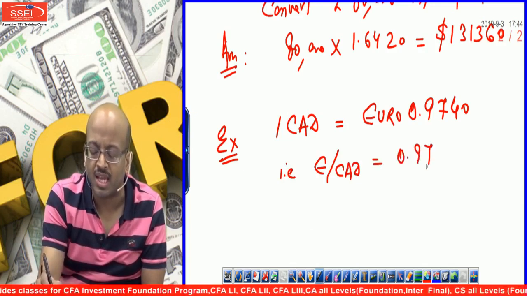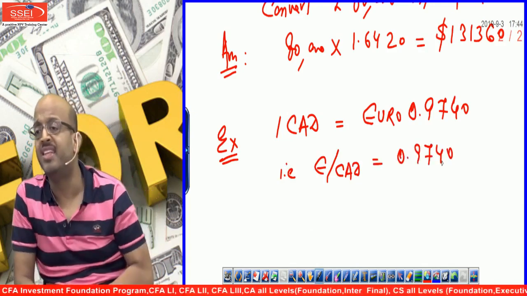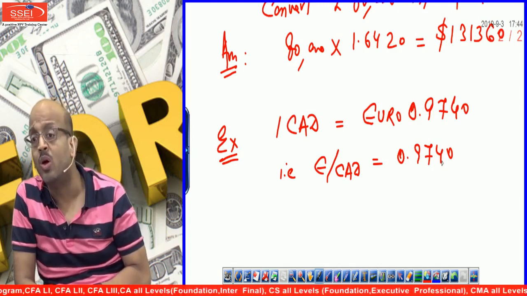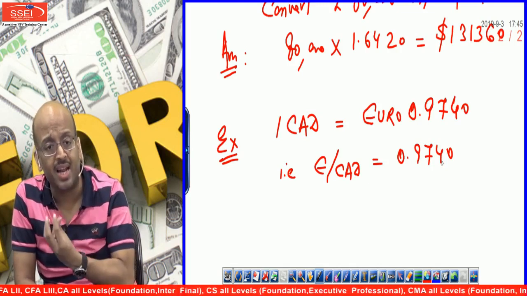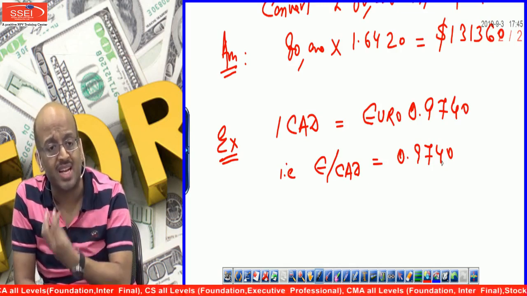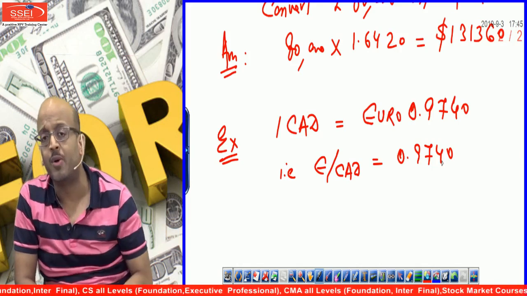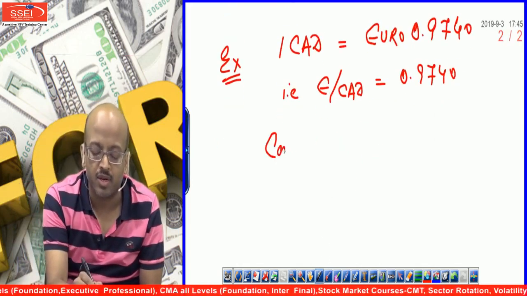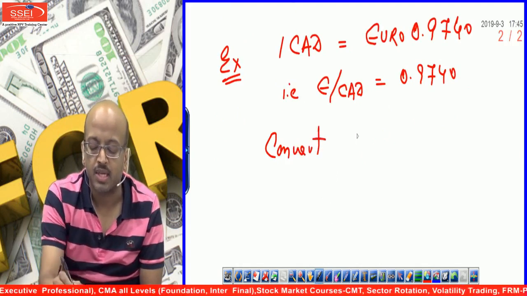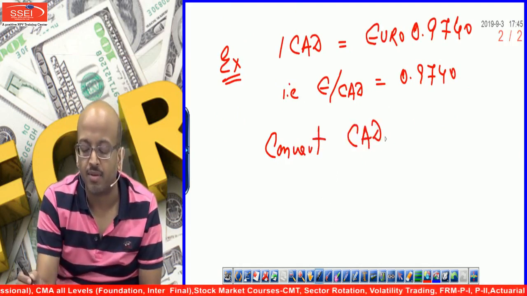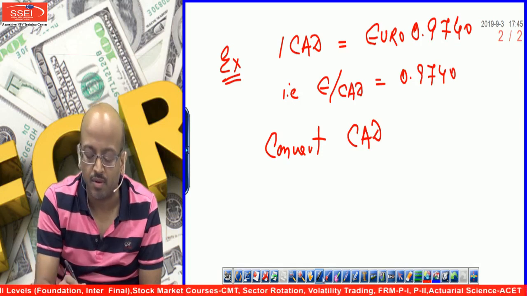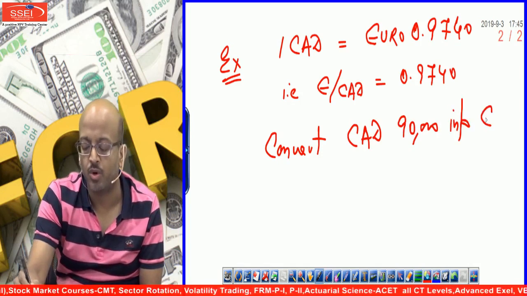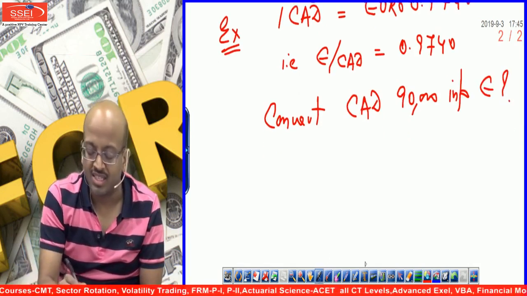I am writing it in another form. Are you okay with this? See, I have written it this way. Euro per Canadian dollar. So the price of 1 Canadian dollar, the base currency, is 0.9740. Convert CAD 90,000 into euro. It is disrespect to all of you.